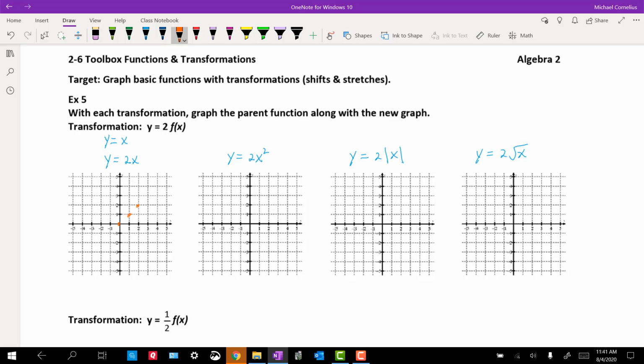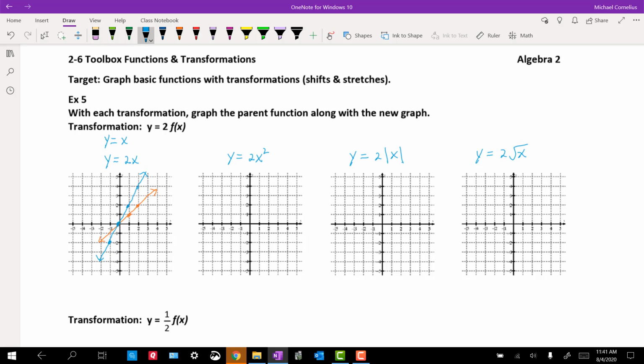So here's my parent function, that's y equals x. And my new function is simply going to be up 2 over 1, up 2 over 1, or you could also go down 2 over 1. And we'll see if we can get a straight line down here. There we go.